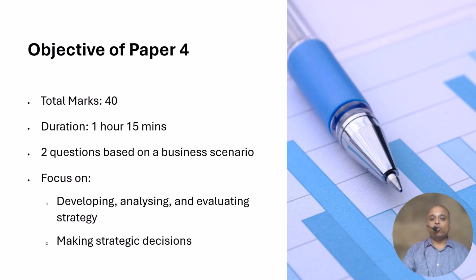Alright, guys, let's start with the basics. What is Paper 4 Business Strategy all about? First things first, the paper is worth 40 marks and you get 1 hour and 15 minutes to complete it. That's not a lot of time, so knowing exactly what's expected can give you a huge edge. You will be given a realistic business scenario. Think of it like a case study.